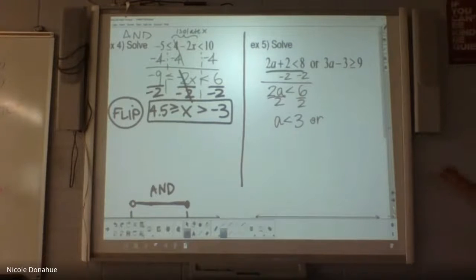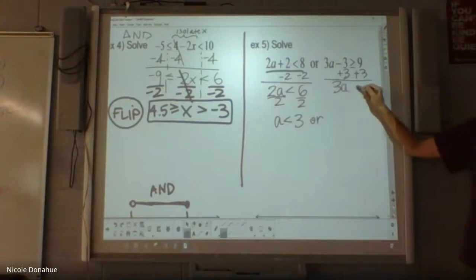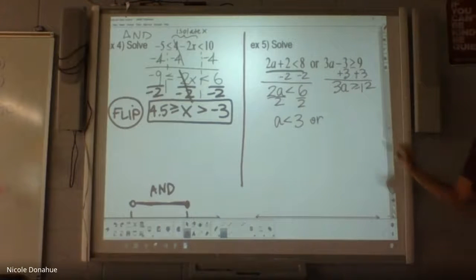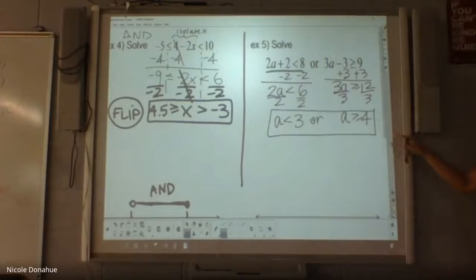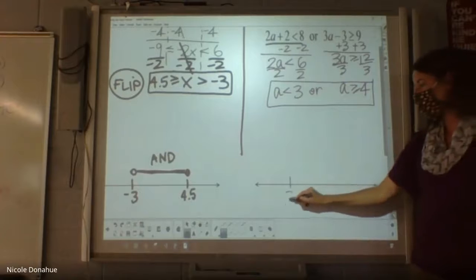Next one. Add 3. Divide by 3. a is greater than or equal to 4. That's the equal to line. Sorry, my equal to line got a little crazy there. Remember, we have the equal to line. Mine's always crooked. Sorry, it should be flat. Okay, as long as you can tell.